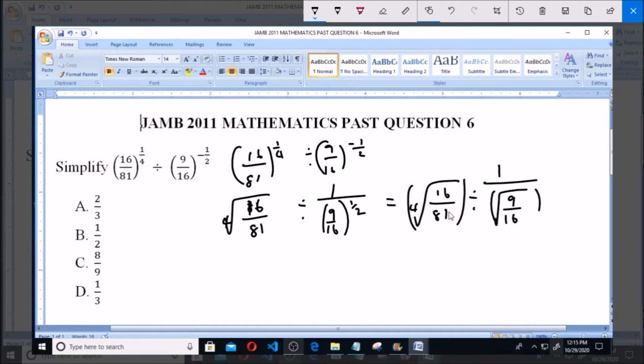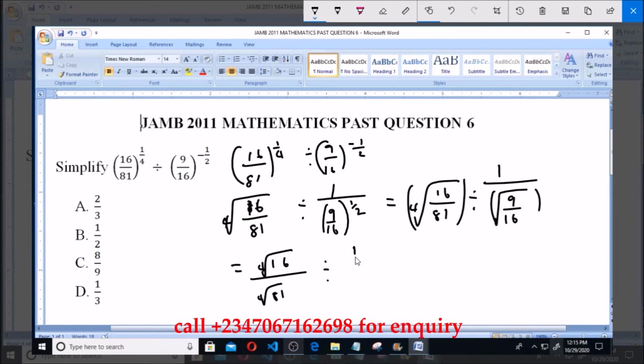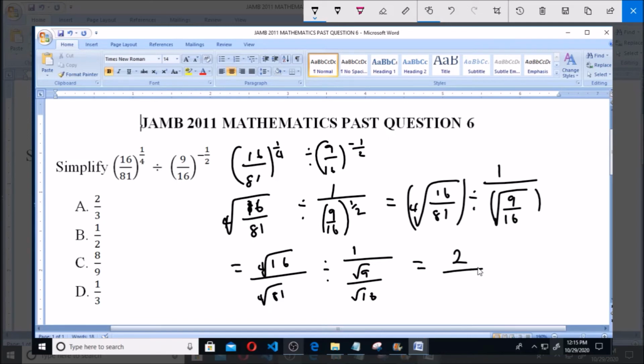So from this we have the fourth root of 16 over the fourth root of 81, divided by 1 over the square root of 9 over the square root of 16. And this is equal to the fourth root of 16 is 2 over the fourth root of 81 is 3, then divided by 1 over the square root of 9 is 3 and the square root of 16 is 4. Now this is equal to 2 over 3 divided by 4 over 3.